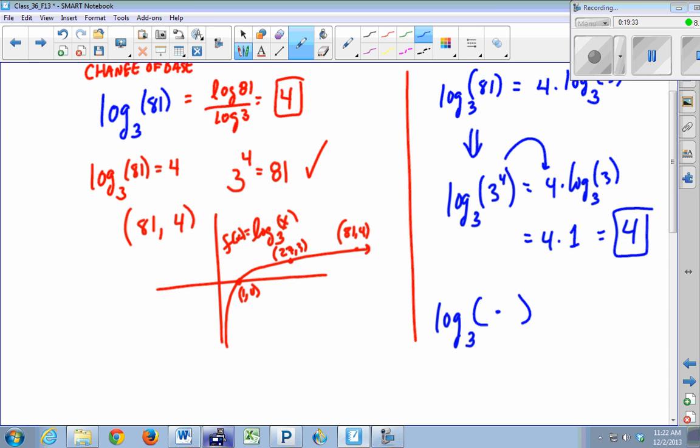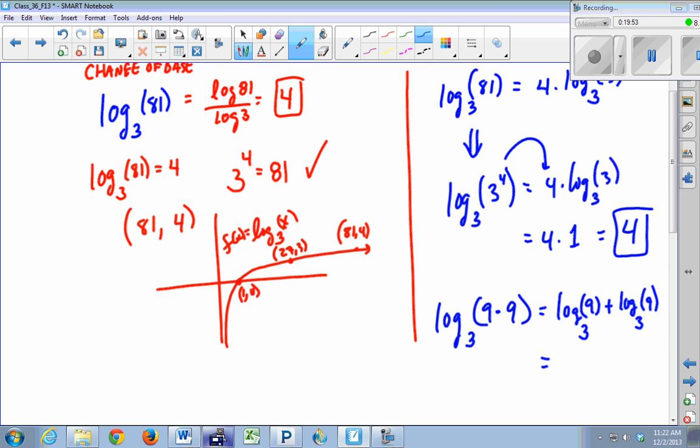How about just any two factors of 81 that might be helpful here? 9 times 9, right, 9 times 9. So now we get to use our first property. We have a product. This equals the log base 3 of 9 plus the log base 3 of 9.